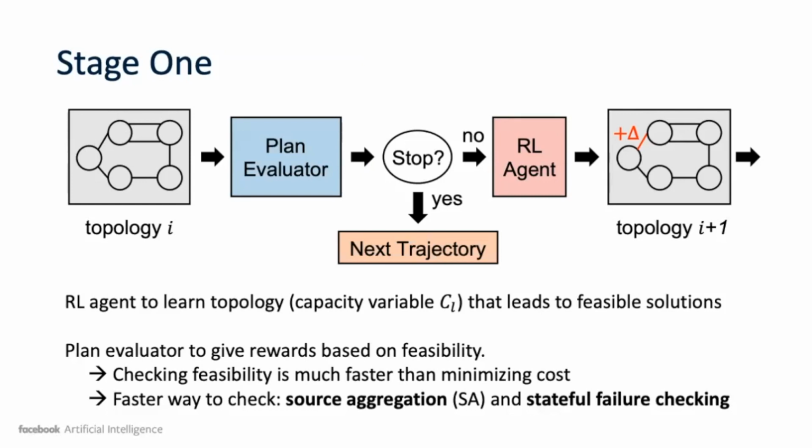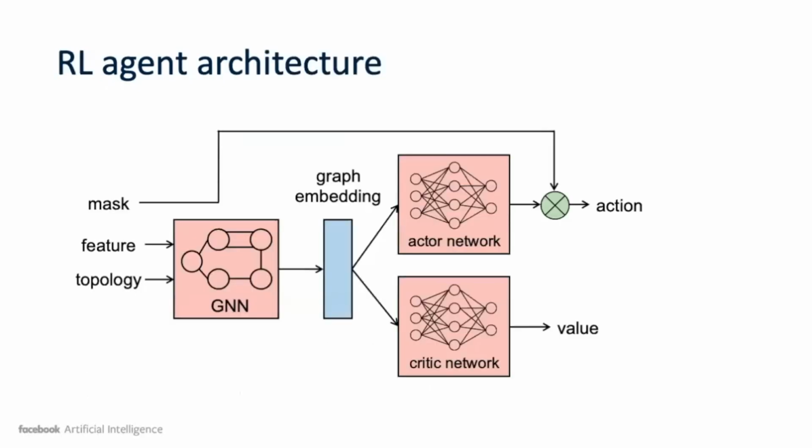So you basically leverage reinforcement learning to learn what is the best policy to add different capacity at different edges so that the problem becomes feasible as soon as possible. Once it's done, we can go to the next trajectories and keep running. And the reinforcement architecture, yeah, sorry.